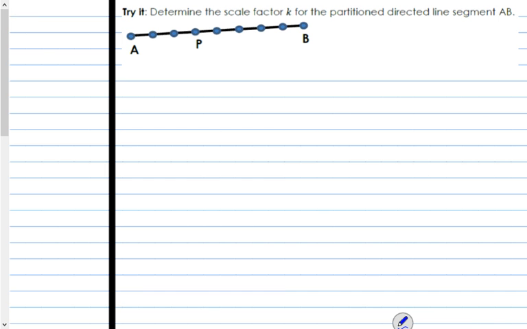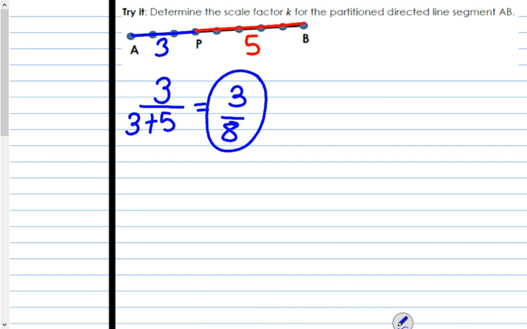So it says determine the scale factor K for the partitioned directed line segment AB. Well, from A to P, how many parts is that? It's 3. From P to B, how many parts is that? It's 5. Well, scale factor is part to whole. So 3 over 3 plus 5 equals 3/8. That is our scale factor, 3/8.